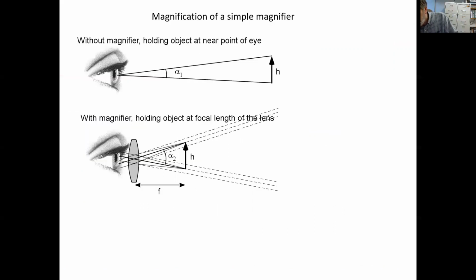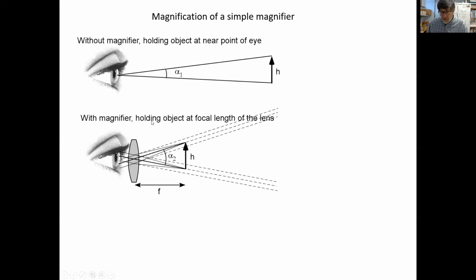So when you hold an object close to your eye, it subtends an angle. So right here is the angle that this object of height h is creating at your eye. So we say it subtends the angle alpha 1. And let's imagine that you're holding the object as close as you can and still be able to focus on it. At a certain point, you can't focus anymore, and so you're right at what we call the near point of your eye.